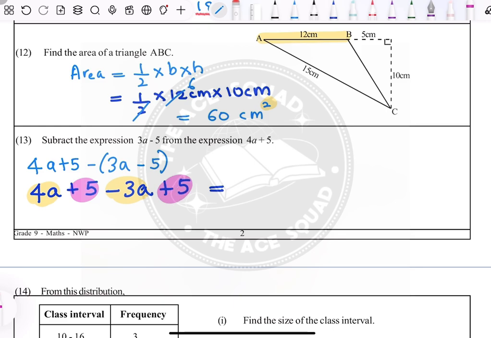Okay, so what is 4a minus 3a? That is going to give you a. And what is plus 5 and another plus 5? It's 5 plus 5, 10. So this is your final answer.